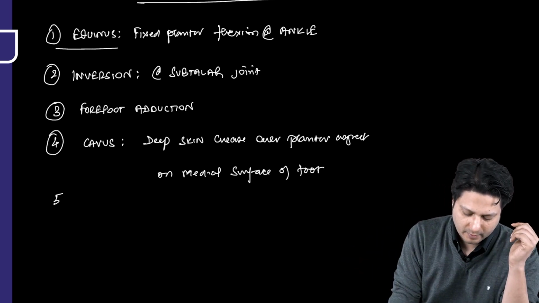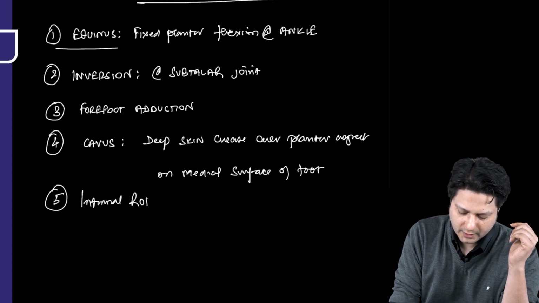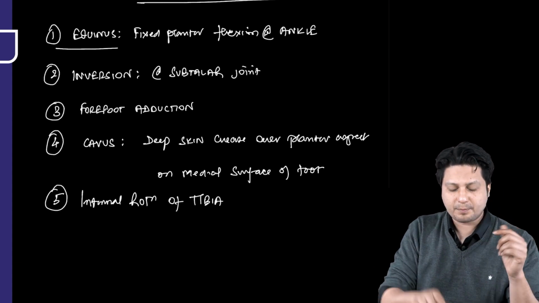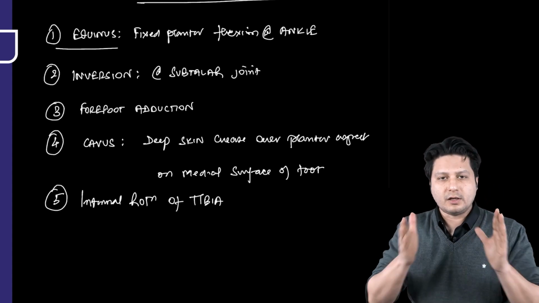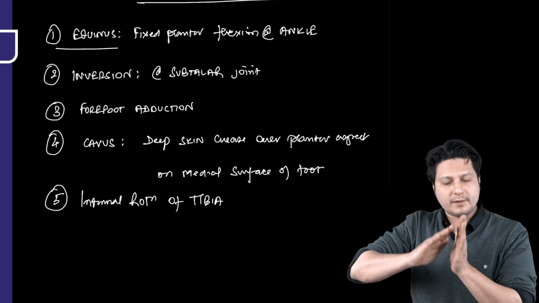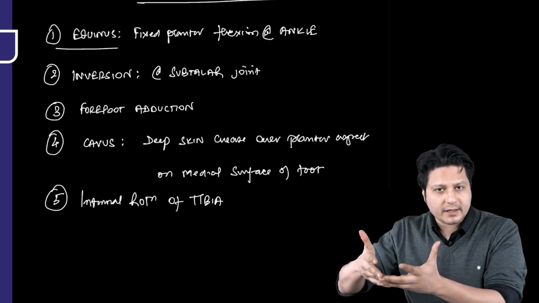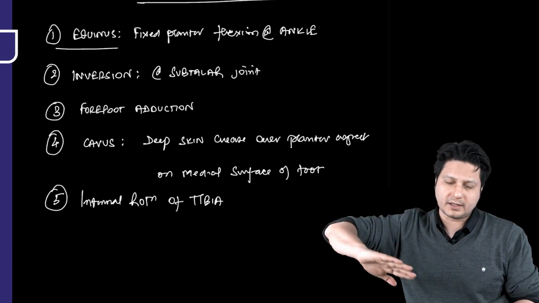And finally, there will be internal rotation of the tibia. So these are the principal deformities of CTEV. The first one is equinus, then there will be inversion, then forefoot adduction, there will be cavus, and there will be internal rotation of the tibia.